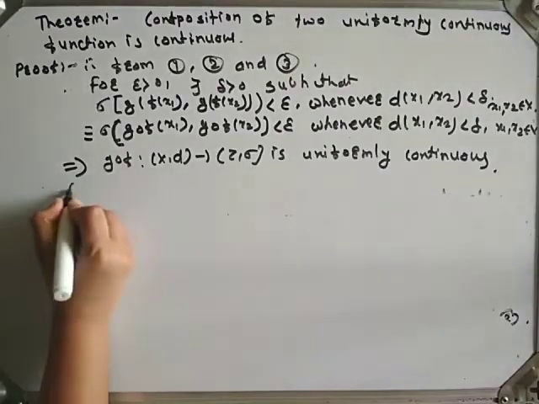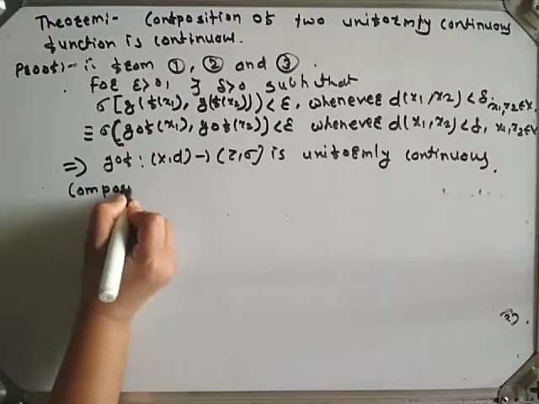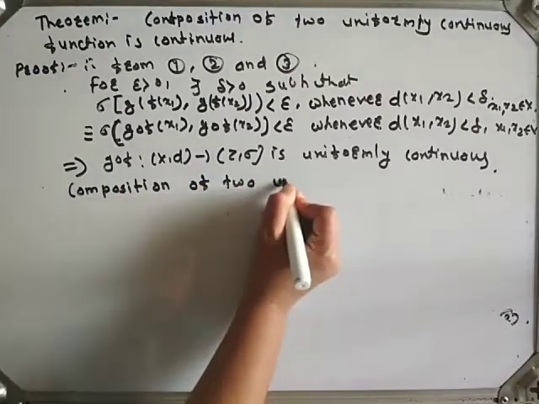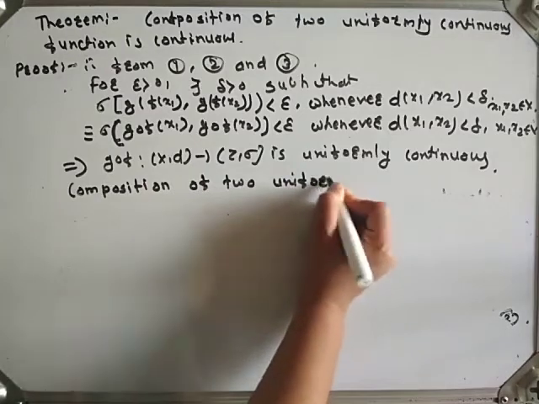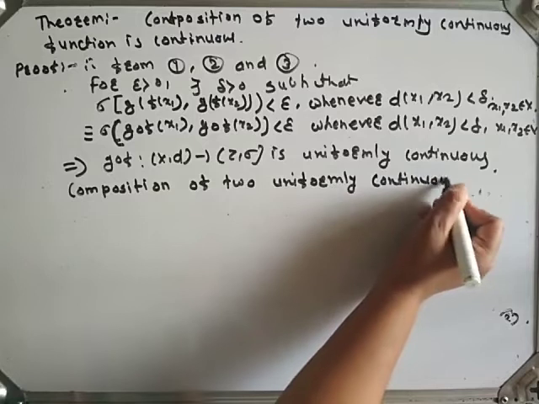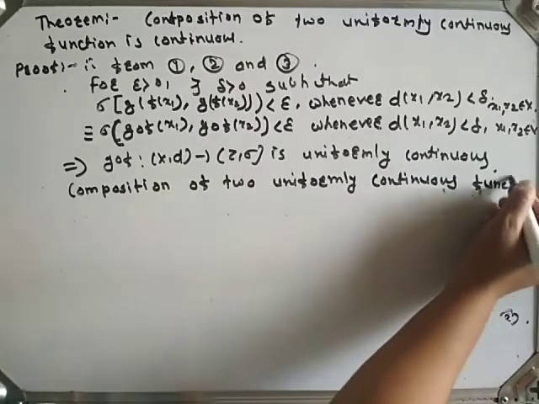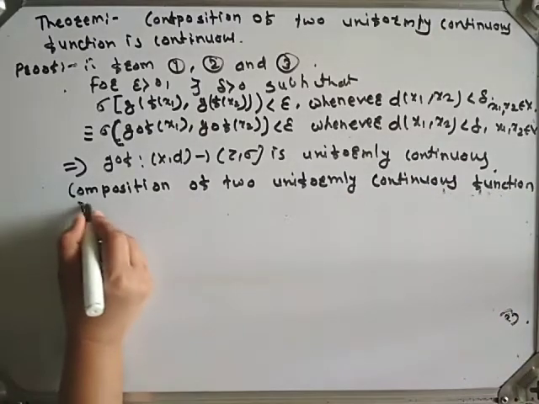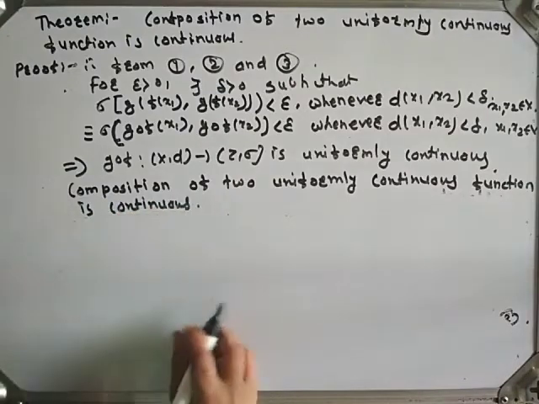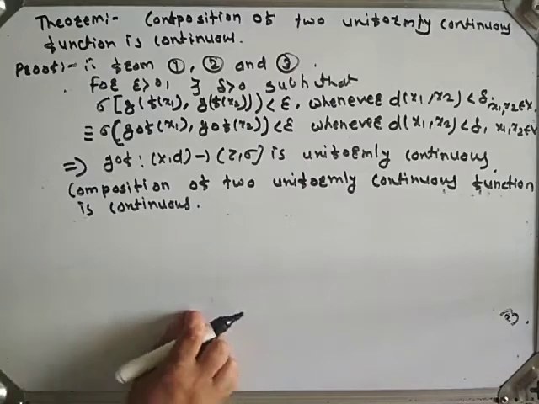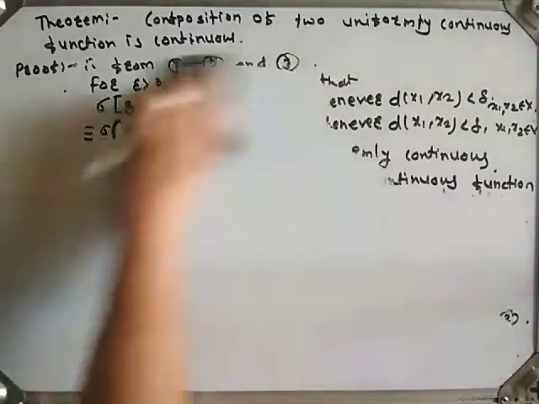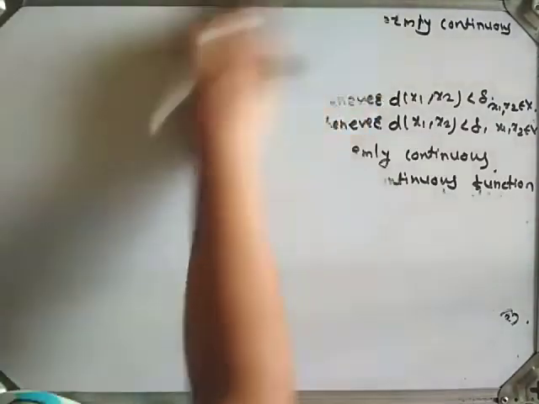Hence, we can say that the composition of two uniformly continuous functions is continuous. Composition of two uniformly continuous functions is continuous. Hence, the proof of the theorem is completed. Let us take one more theorem.